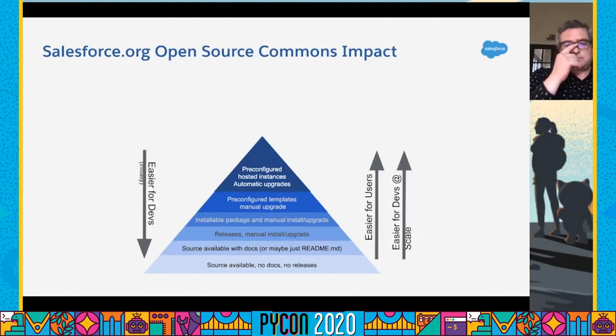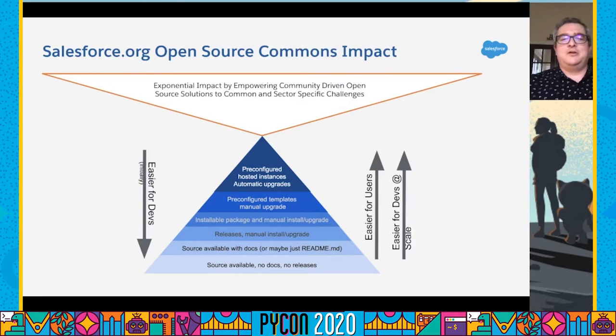Now, we talked about this unique open source model, and where I see all of this is that with the open source commons and the potential to tap into this whole community of innovators, we really have this new layer on top of it, a layer of exponential impact by empowering community-driven open source solutions to common and sector-specific challenges. And this goes way beyond the engineering capabilities of our team. No matter how big we grew our team to be, it could never match what our community is capable of doing if we're effective at empowering them to do it.